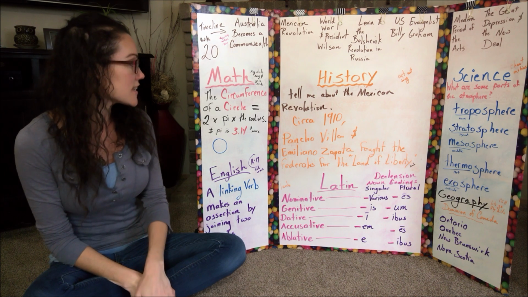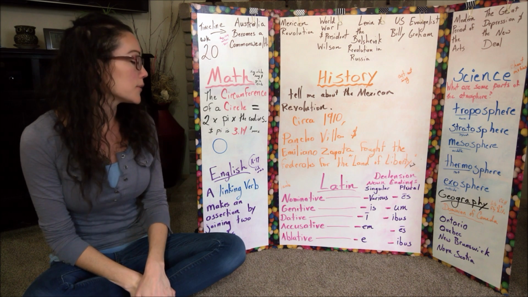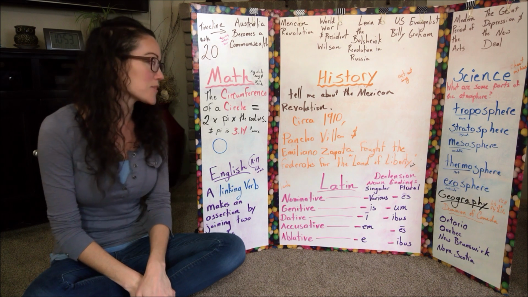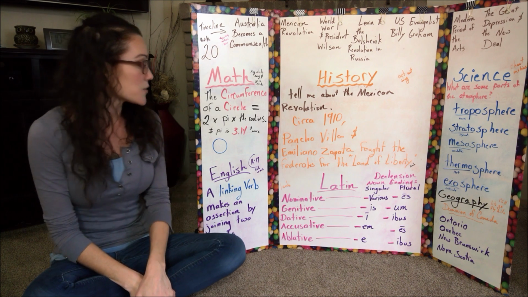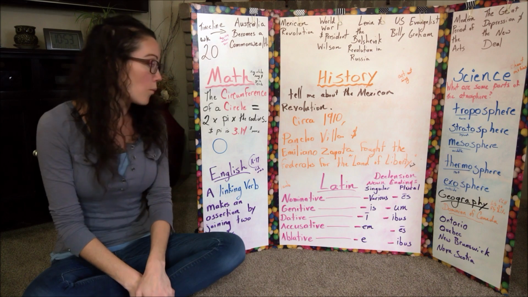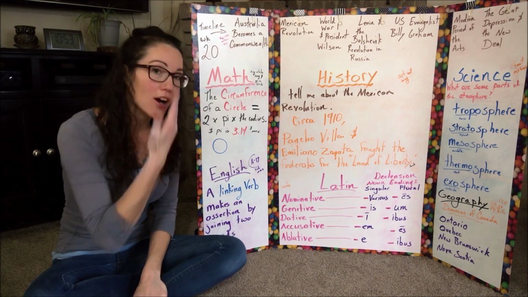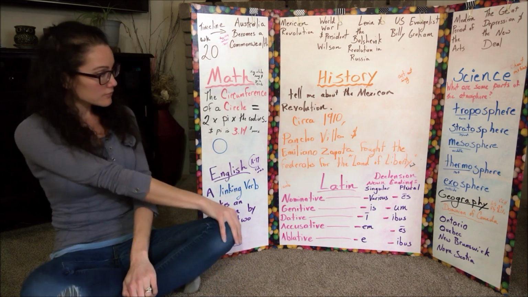The circumference of a circle equals 2 times pi times the radius, and pi is 3.14 and more.